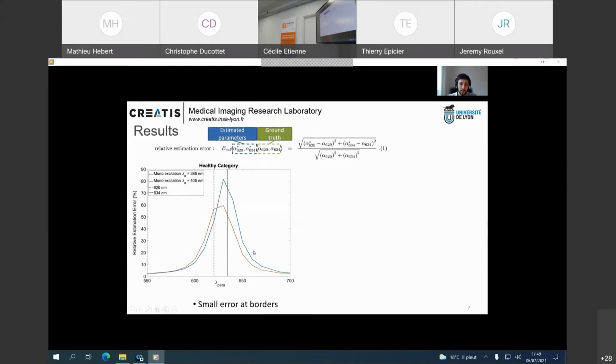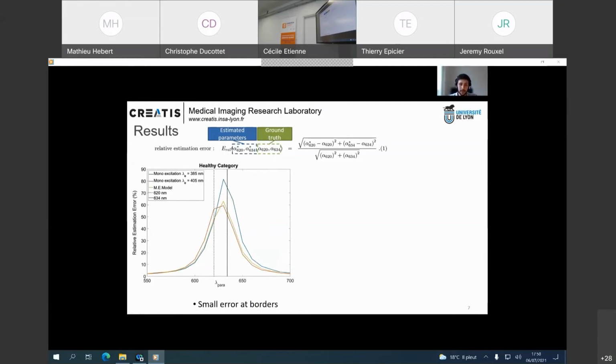For each one of the displayed curves, we notice that the error is relatively small if the parasitic fluorophore peaks outside of the PpIX area, but explodes when approaching the PpIX area. Now you can see in yellow the relative estimation error of the ME model approach. As we can see, this model's relative estimation error always stays in between the two mono-excitation ones.